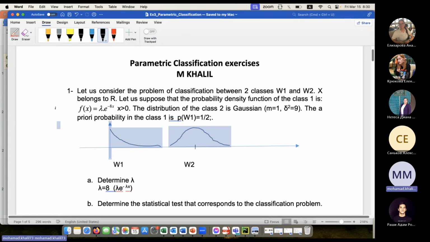This is p(x|omega 1). p(x|omega 1) is this equation, the probability density function of the class 1.